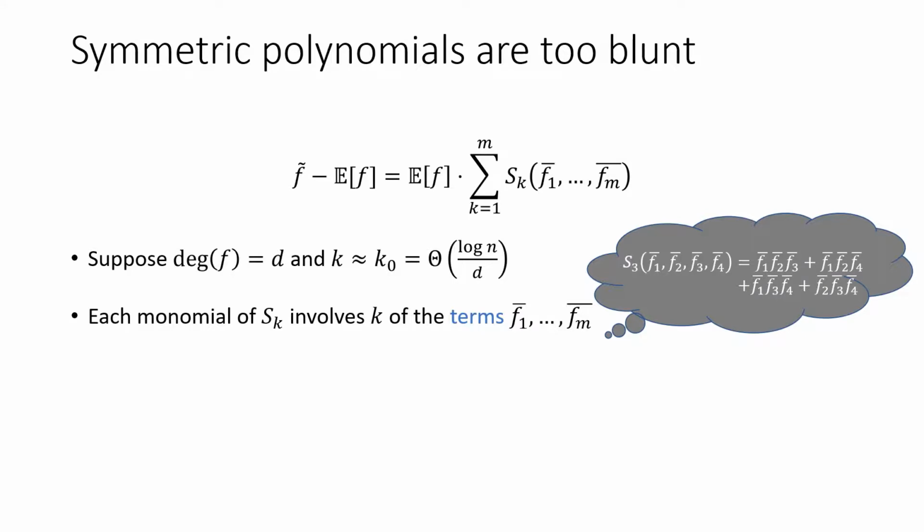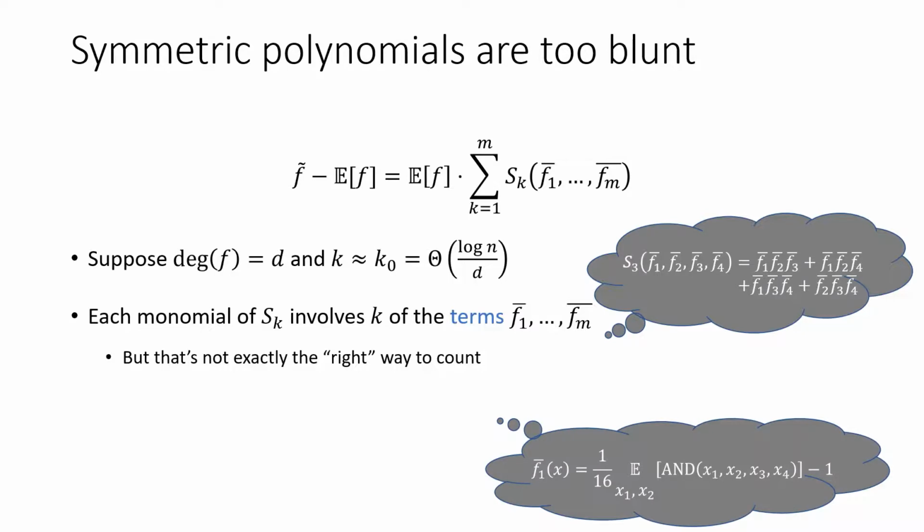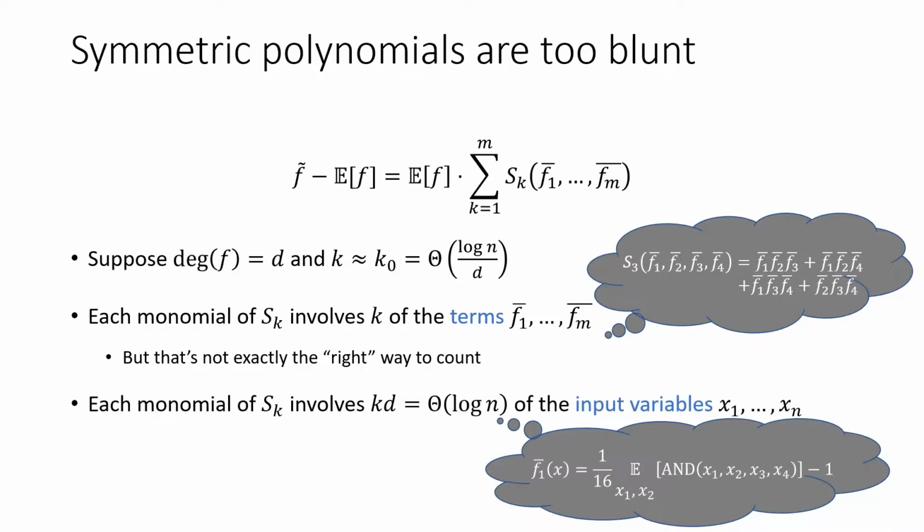But that's kind of the wrong way to think about it. Each fi bar is itself some function of the underlying input variables, x1 up to xn. Since f is a degree d polynomial, the definition of fi bar involves d of these underlying input variables. What that means is that altogether, each monomial of sk involves k times d of the underlying input variables. There's that quantity k times d again. Intuitively, this is the reason that it's a good idea to set k0 to be log n over d. That choice of k0 ensures that each monomial of sk involves roughly log n of the underlying input variables.